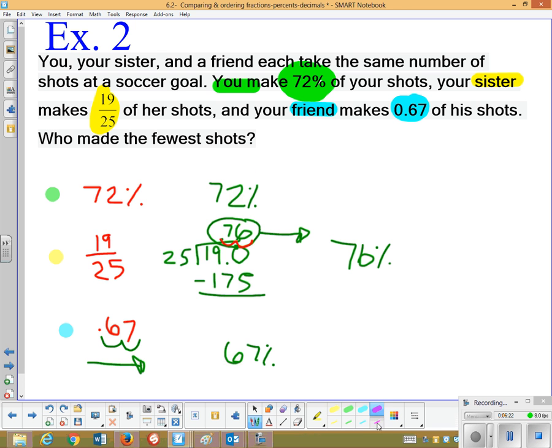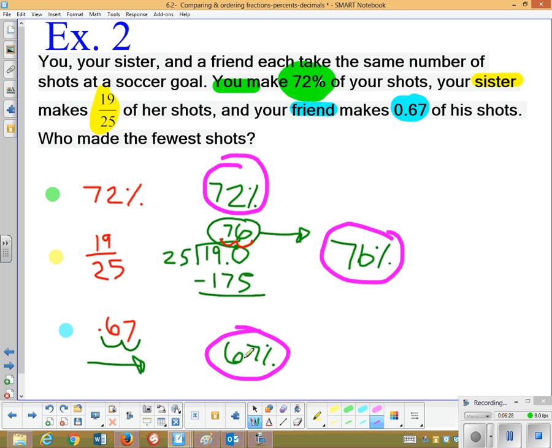So now let's go ahead and compare what we have in our choices to put in order. We have a 72%, we have a 76%, and we have a 67%. Notice they're all the same kind of numbers, so let's put it in order. Who has the fewest shots? Looking at this, 67 is the fewest, so fewest shots. Who did that belong to? It belonged to your friend. I'm going to choose another pen really quick. Fewest would be your friend.